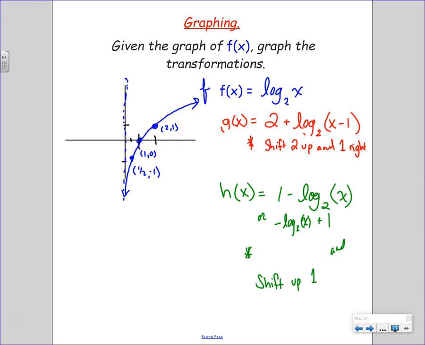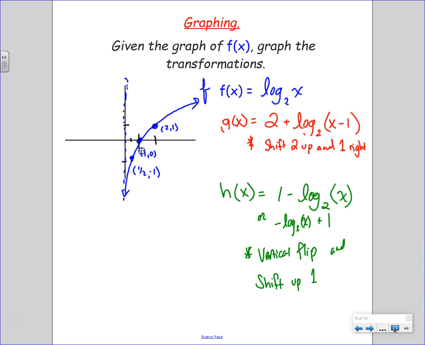There was a shift up one, but what's the very first thing that we need to consider before the shift up one? Reflection. It's on the outside multiplying by a negative, so what kind of flip is it? X-axis. Good, x-axis, a vertical flip. A vertical flip and a shift up one.